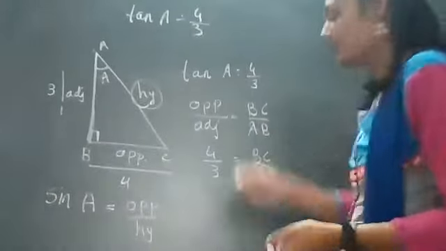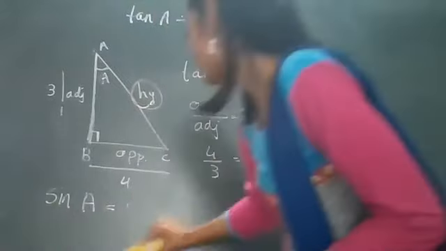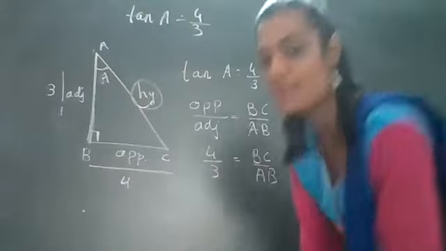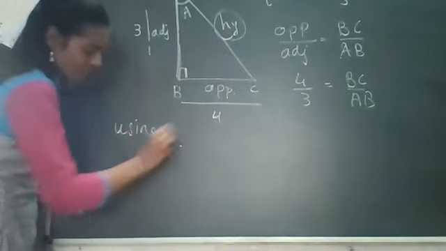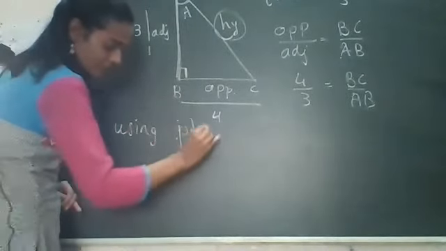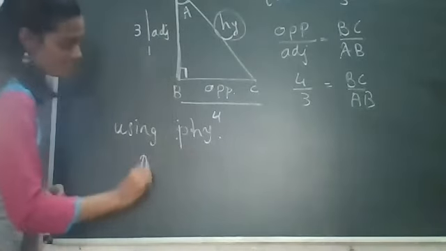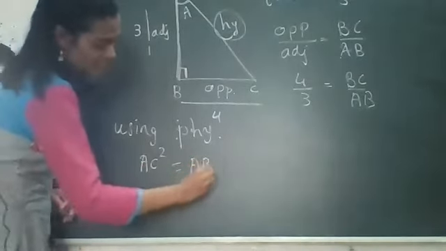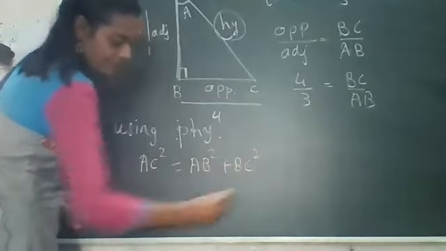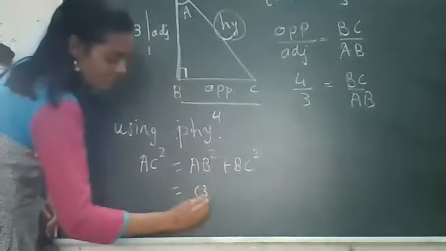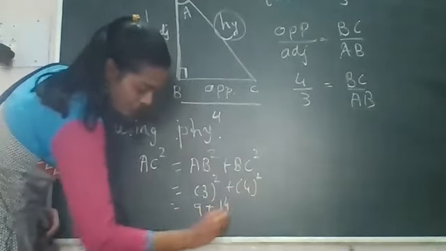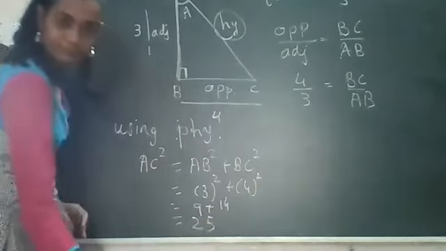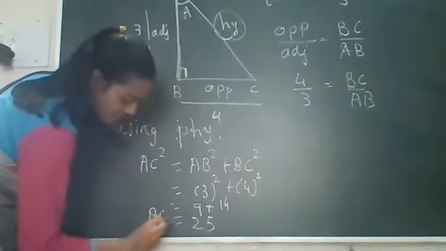So here I am writing, if you have completed this one, then you have to go with the hypotenuse. I am writing over here only, okay? So write it down this way, using the Pythagoras theorem. AC square is equal to AB square plus BC square. So it is 3 square plus 4 square, so it becomes 9 plus 16 is equal to 25. So AC square is equal to 25.